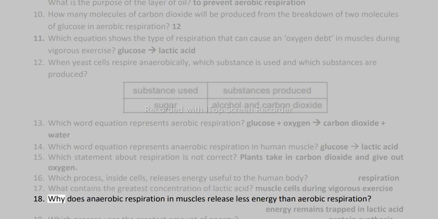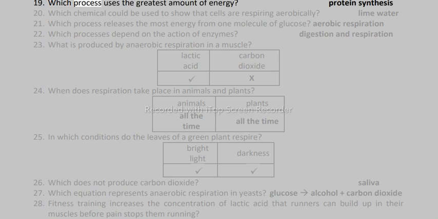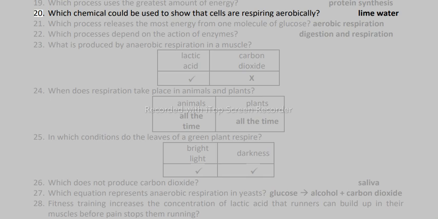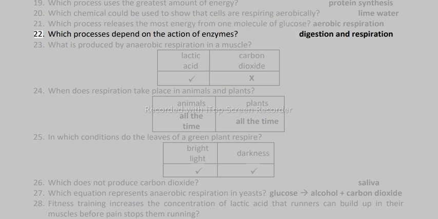18. Why does anaerobic respiration in muscles release less energy than aerobic respiration? Energy remains trapped in lactic acid. 19. Which process uses the greatest amount of energy? Protein synthesis. 20. Which chemical could be used to show that cells are respiring aerobically? Lime water. 21. Which process releases the most energy from 1 molecule of glucose? Aerobic respiration. 22. Which processes depend on the action of enzymes? Digestion and respiration.